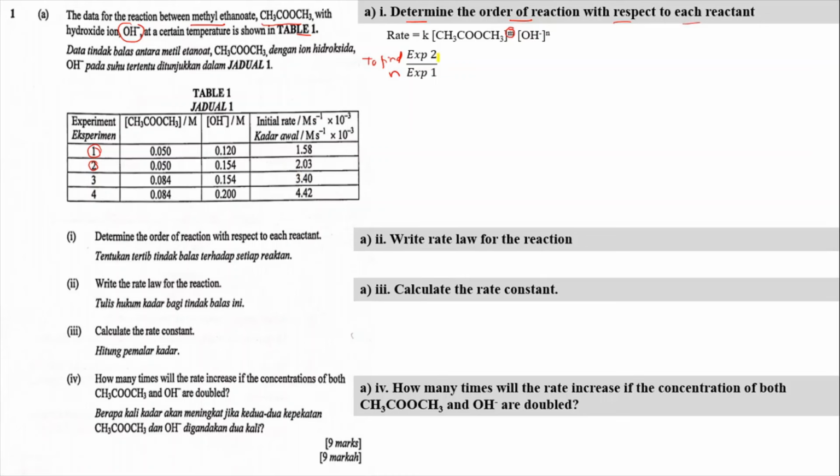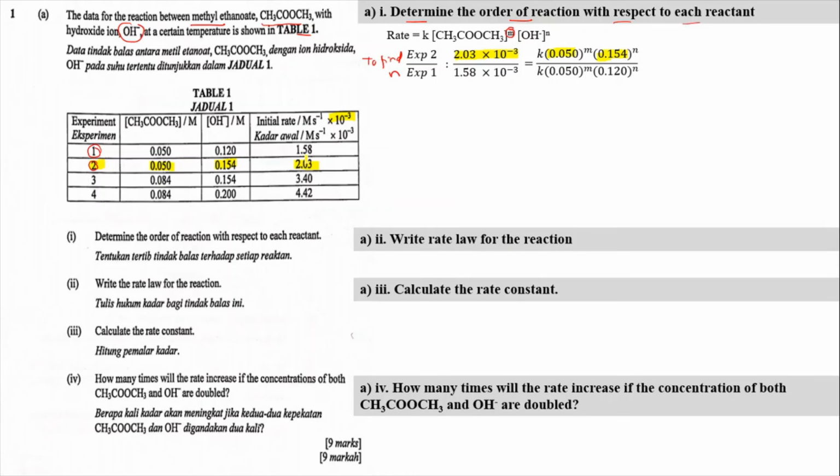For experiment 2, the rate is going to be 2.013 times 10 to the power of negative 3. Be careful, the times 10 to the power of negative 3 must be included. And for experiment 1, I'm going to have 1.58. The k is still the same, and my concentration of methyl ethanoate for experiment 2 is going to be 0.050, and for OH minus it's going to be 0.154, to the power of n.